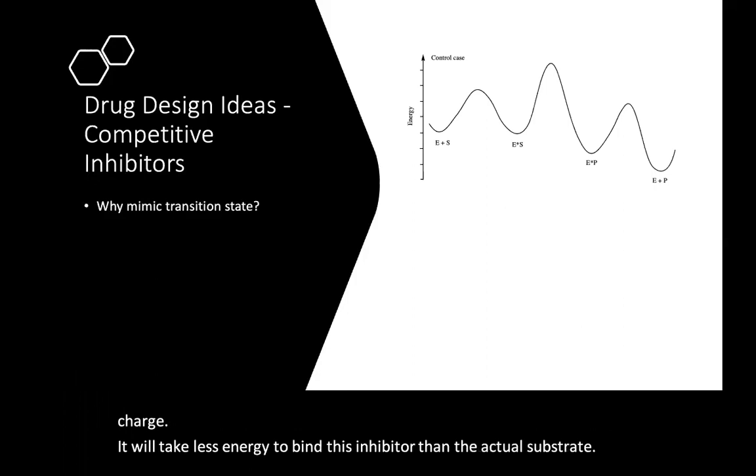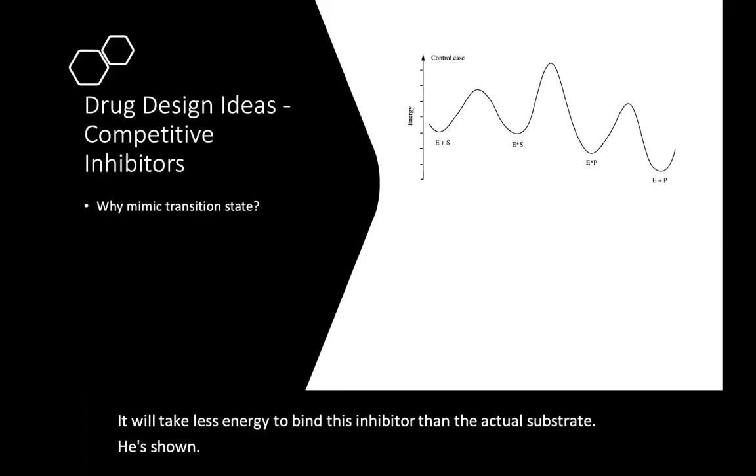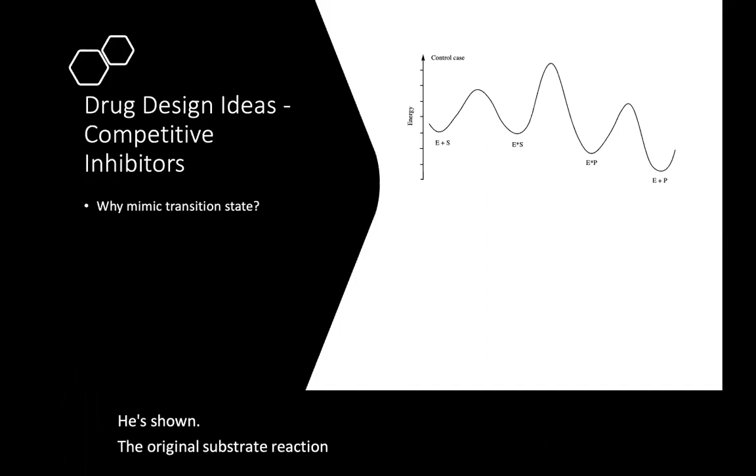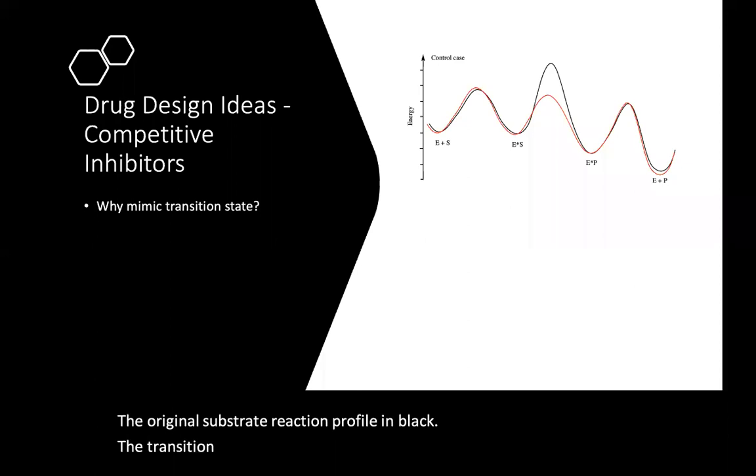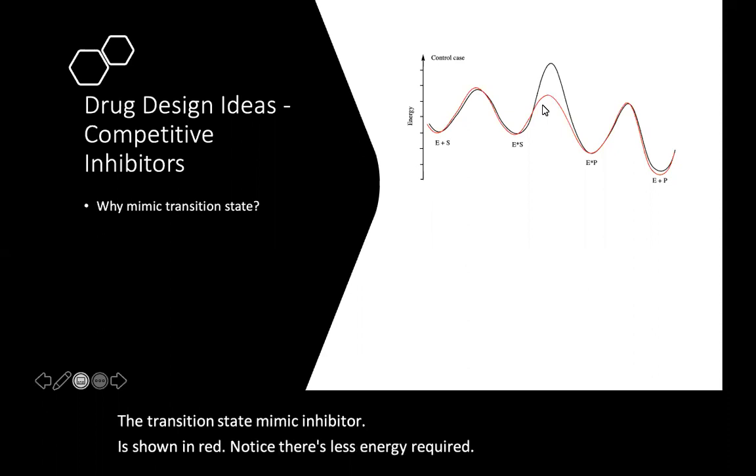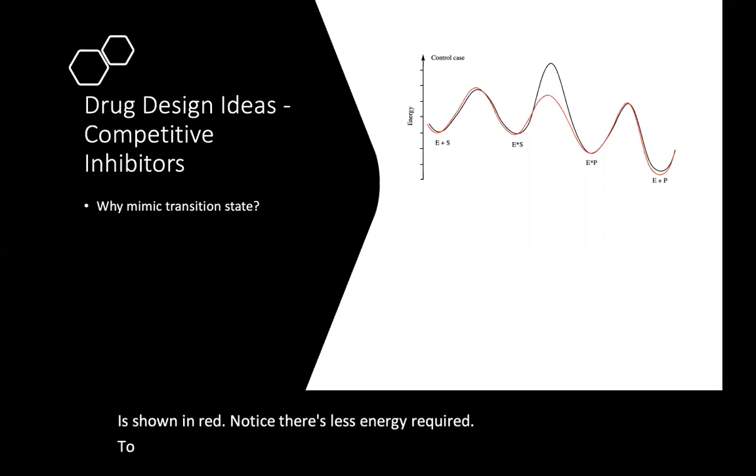Here is shown the original substrate reaction profile in black. The transition state mimic inhibitor is shown in red. Notice there's less energy required to bind this transition state mimic.